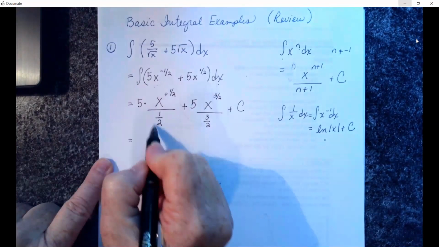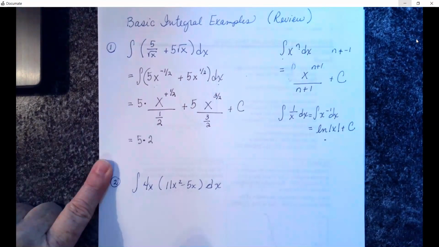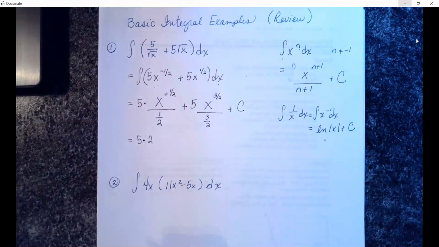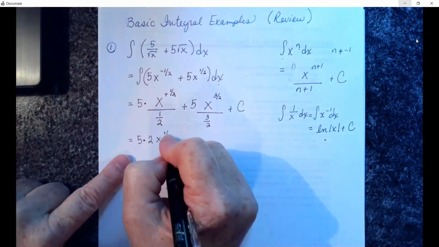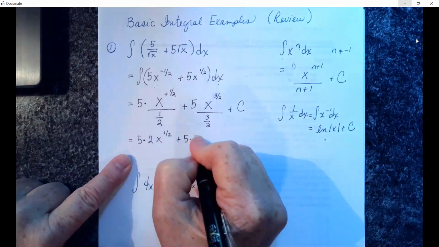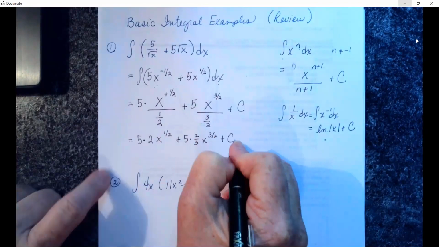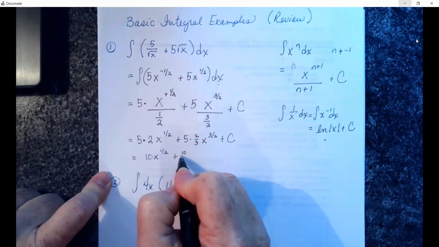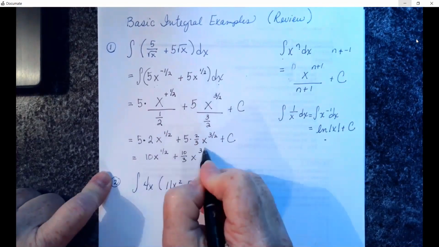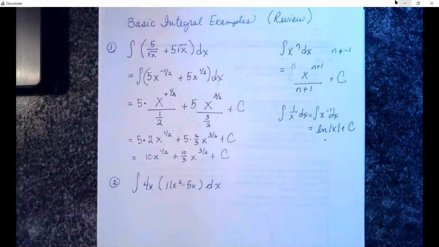Dividing by 1/2 is the same thing as multiplying by 2 over 1, right? Dividing by a fraction is multiplying by the reciprocal. So we're going to have 5 times 2x to the 1/2 plus 5 times 2/3 x to the 3/2 plus c, or we get 10 x to the 1/2 plus 10/3 x to the 3/2 plus c. Any questions about that part so far?